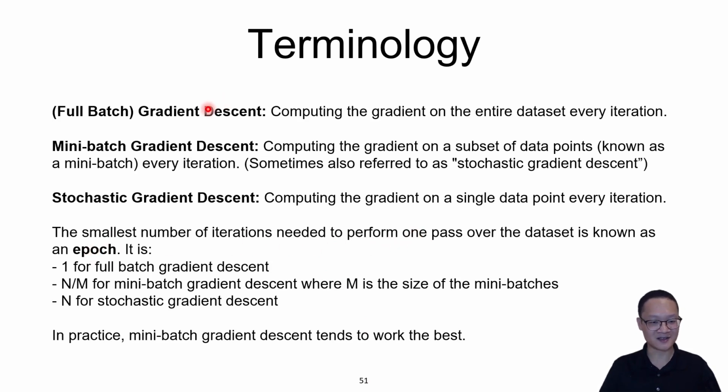So for full gradient descent, in every iteration, we have gone through one epoch. For the extreme case, stochastic gradient descent, we will need to do n iterations to go over one epoch. And if we use mini batch gradient descent, where m is the size of the mini batches, then we will need to do n over m iterations of theta updates to go through one epoch. Mini batch gradient descent tends to work the best, and it's basically what people use.